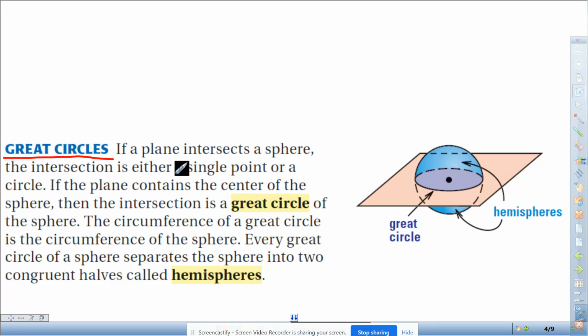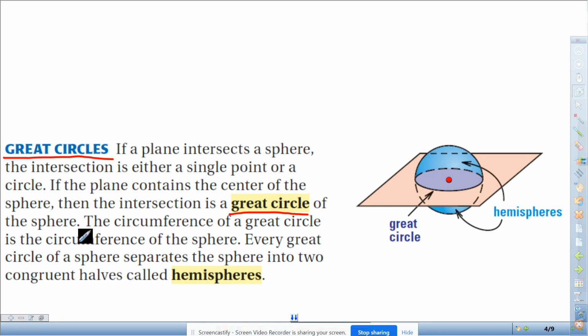It says, if a plane intersects a sphere, the intersection is either a single point or a circle. So just by the way, a plane, this thing right here, if it cuts through a sphere, usually it's going to be a circle. If it cuts through right at the tip or the edge of the sphere, it would be a single point. So that's all they mean by that. It says if the plane contains the center of the sphere, then the intersection is a great circle of the sphere. So basically, if a plane cuts through a sphere and it goes through the center right there, that circle that's created is called a great circle. You can think of it as basically the biggest circle that could be made with the sphere.